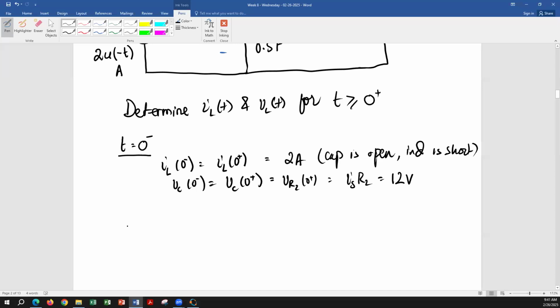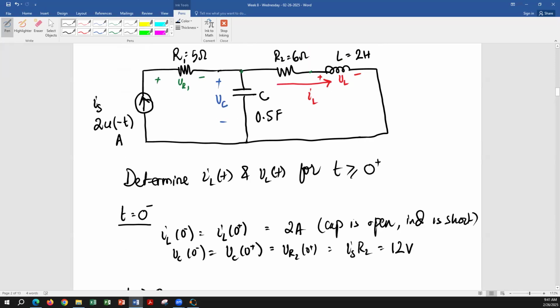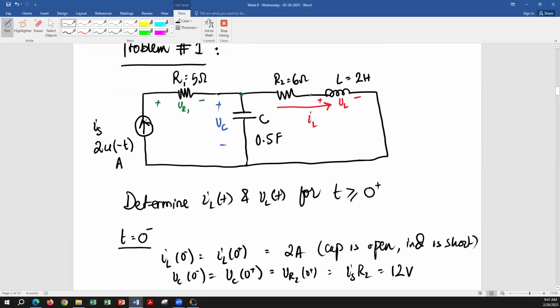Okay, and now we're going to look at, of course, t greater than or equal to 0. And at that time, the current source is going to be inactivated. That means it's going to become open. Voltage source becomes short. Current source becomes open, right? So now R1 is gone, right? Because now it's hanging in the air. There is no current passing through R1. This is open.